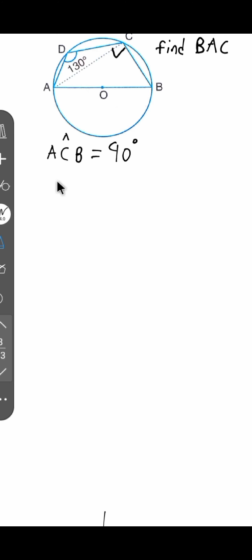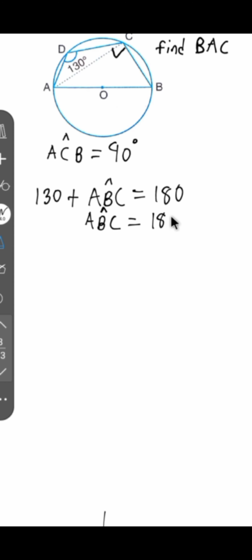Now, to get ABC, we are going to use the cyclic quadrilateral theorem. 130 plus angle ABC equal to 180. So from here, angle ABC will be equal to 180 minus 130. So ABC is 50 degrees. Now we have gotten ABC as 50 degrees. Mind you, this is angle ABC, which is 50 degrees.